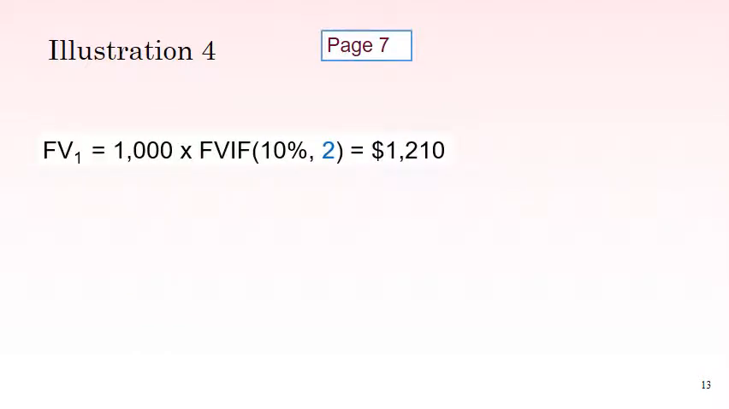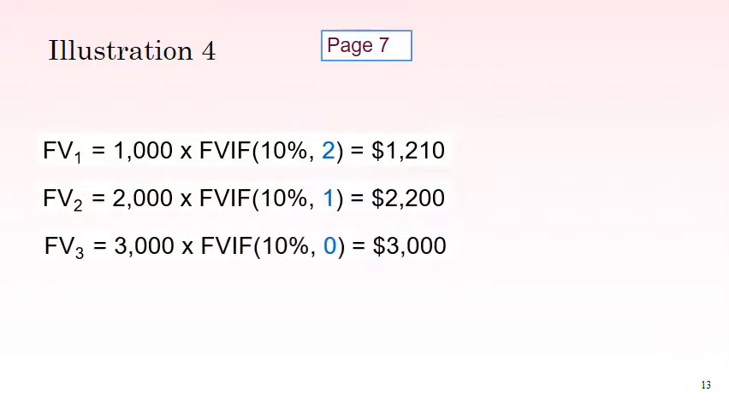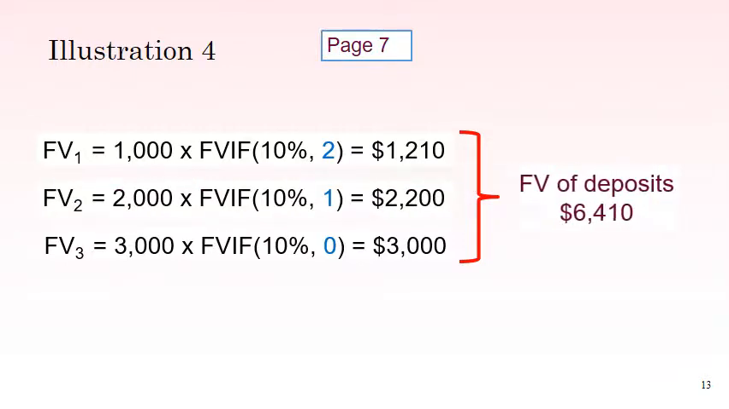Okay, we have found the FV for FV1, FV2, and FV3. Next, we add them all up together, and the grand total is 6,410. This is the future value of all the deposits at the end of year 3.